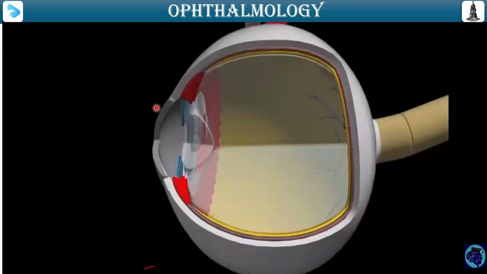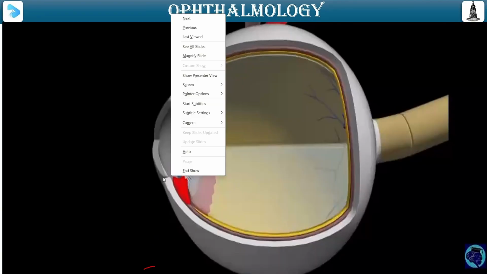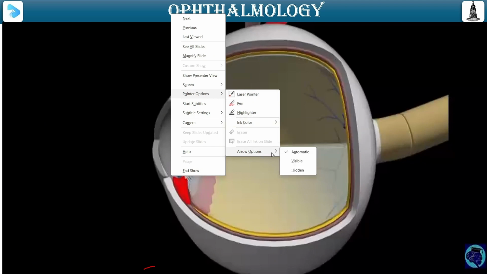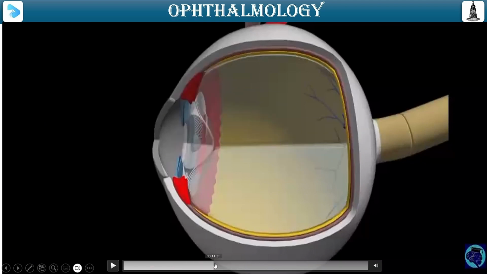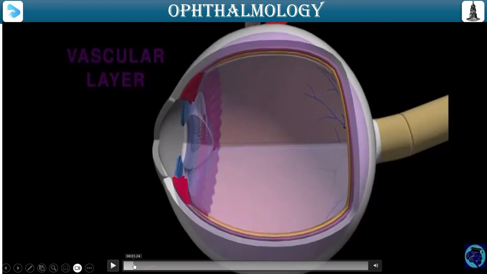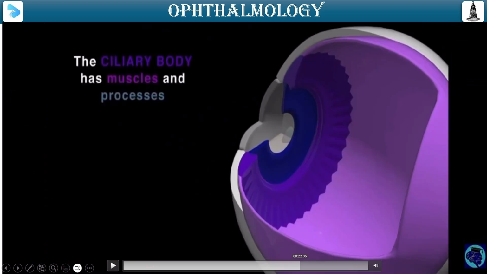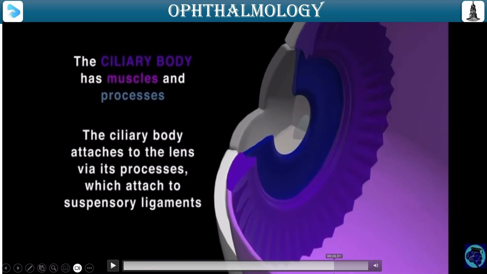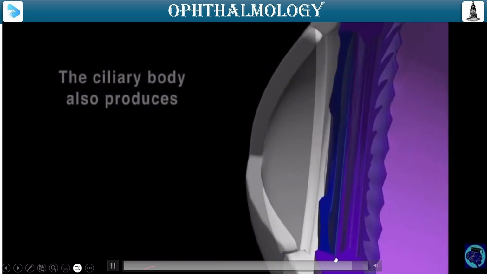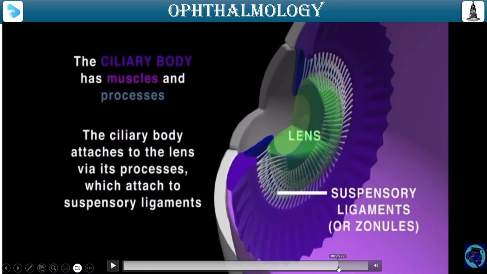Let's see that video again. So let's see the pars plicata. Look at this. If we look at this part, this is the lens, and there are ligaments coming out from the ciliary body. This is a broad view.